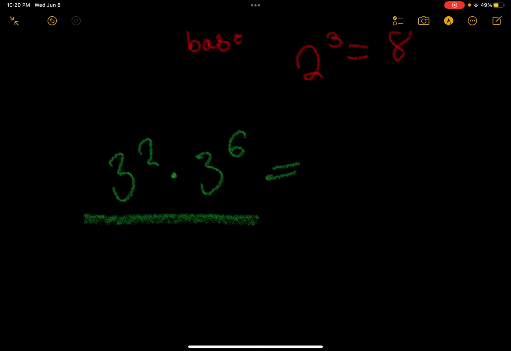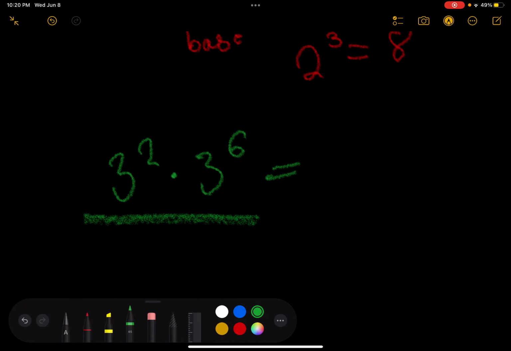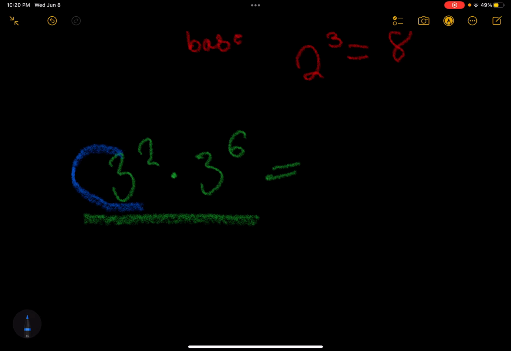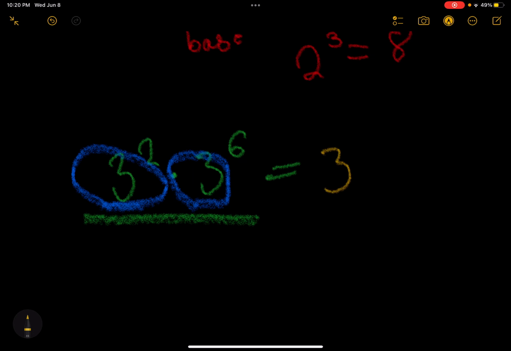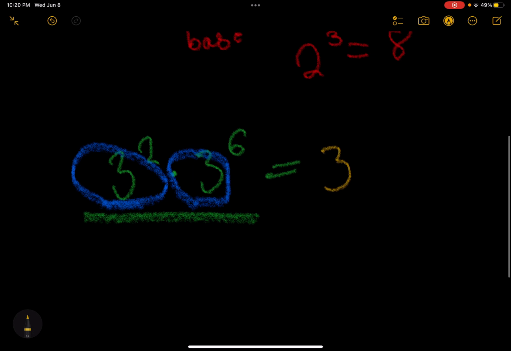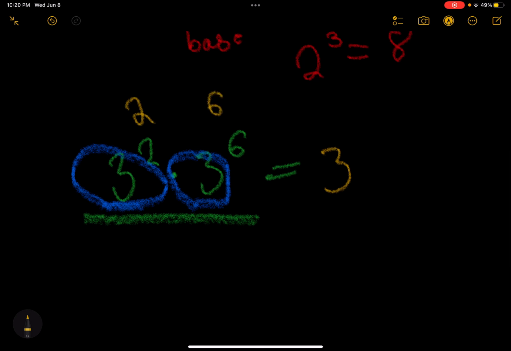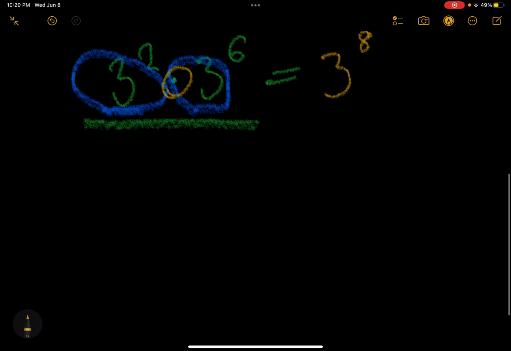Whenever you're multiplying exponents with the same base, the same base, you hear me? You can only do this rule if you have the same base, and the base is 3. So we put the base, and then you see these two exponents, a 2 and a 6. Whenever you're multiplying, you just add them up, and that equals 8. So this is equal to 3 to the 8th. That's basically what that is.